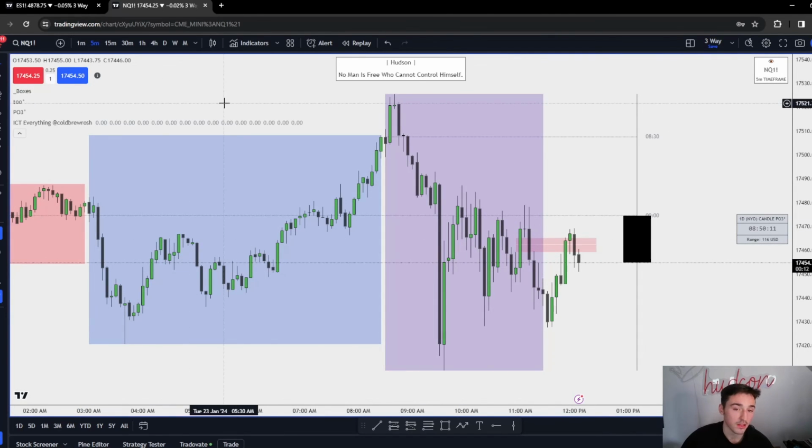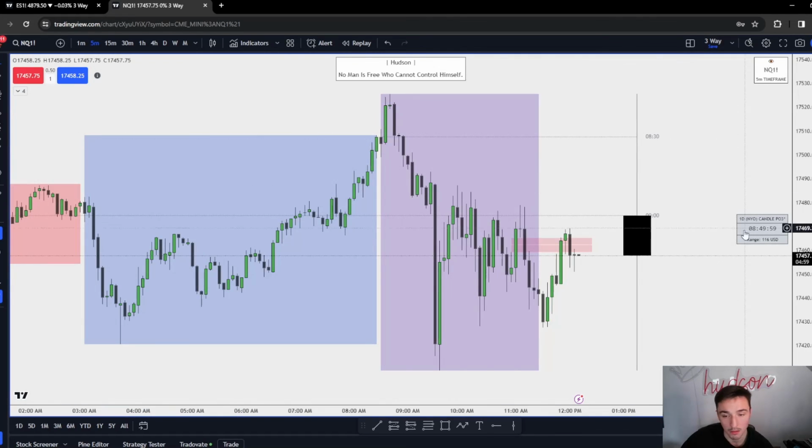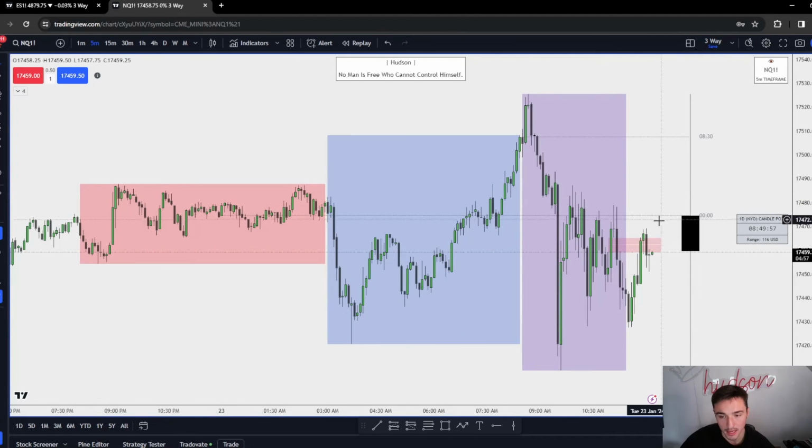So that's how you can identify it. London takes out the high or low and we come back into the range. It's really simple. Just pay attention to London session, use this indicator. And yeah, I'm going to be out of here. No trades for me today.